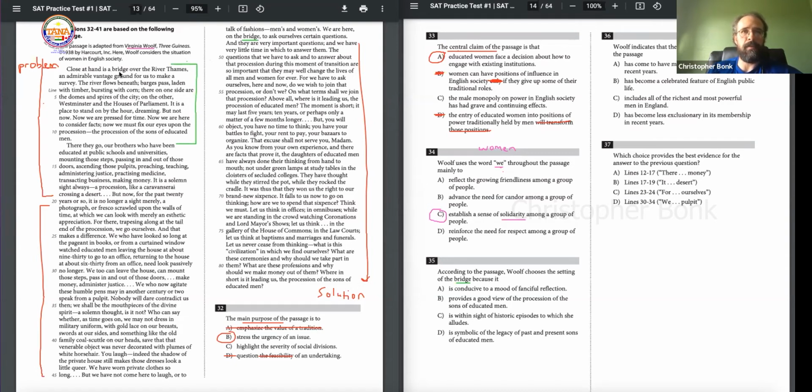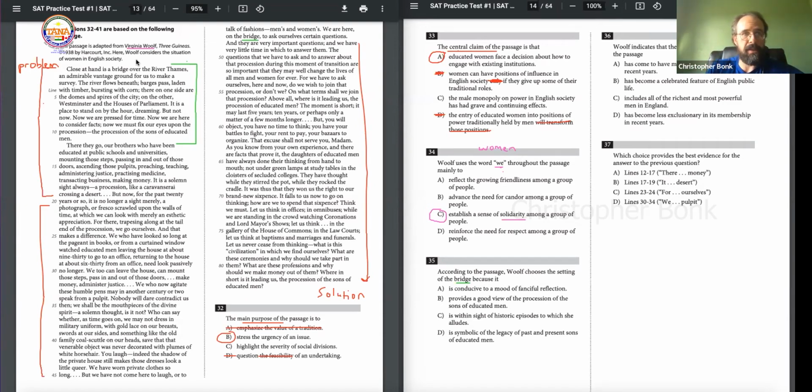So close at hand is a bridge over the River Thames, an admirable vantage ground for us to make a survey. Now, just from that, we could get our answer. It might be kind of jumping the gun a little bit, but if you understand what an admirable vantage ground is, a good place to be able to see everything, you could get your answer just from that. But let's dig deeper to really get that textual evidence. The river flows beneath, barges pass laden with timber, bursting with corn. There on one side are the domes and spires of the city, on the other, Westminster and the Houses of Parliament. Is a place to stand on by the hour dreaming.